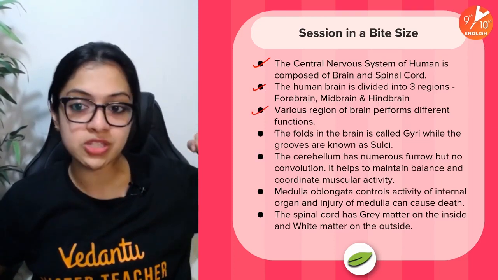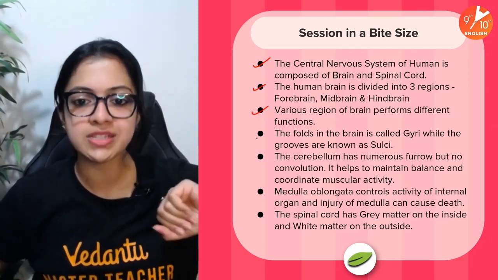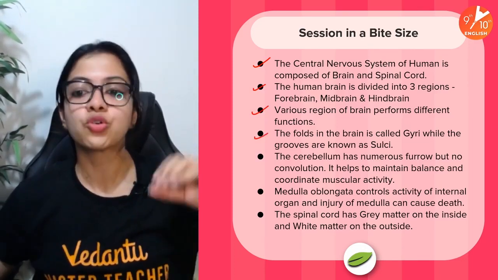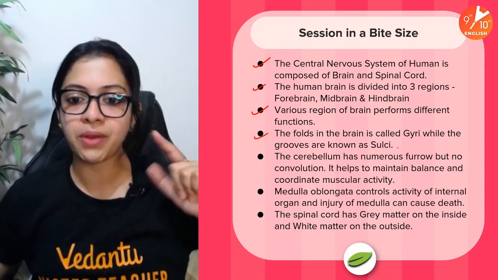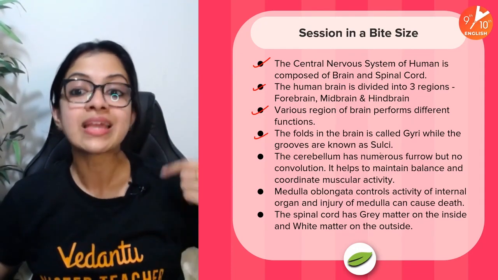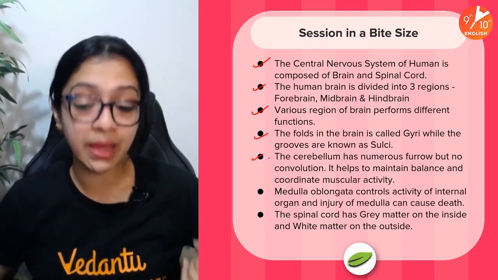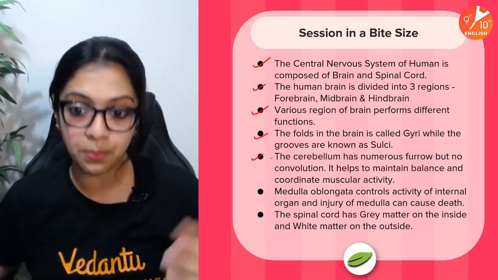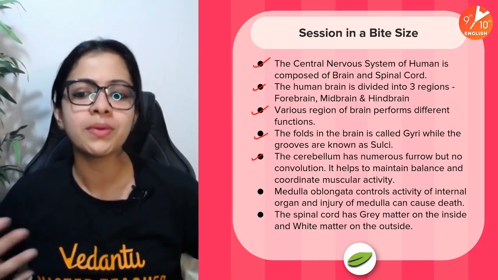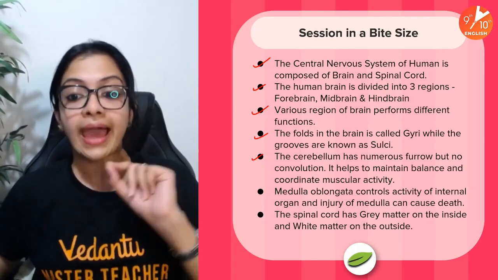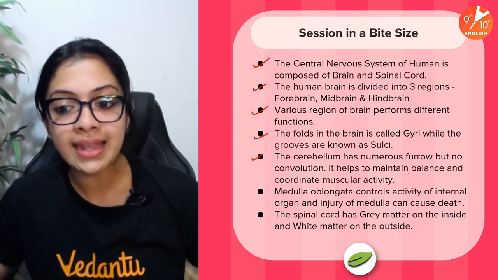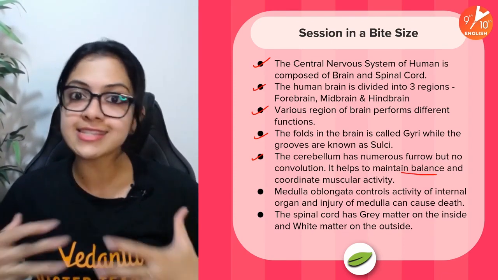The various regions of your brain perform different functions. The folds in the brain, you call them gyri, while the depressions or the grooves are called sulci. Okay, and then what does your cerebellum do? Because that's a very important part of your brain. The cerebellum has got numerous furrows but no convolutions, and it helps to maintain balance and coordinates a lot of your muscular activity.